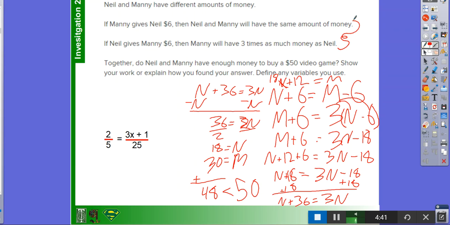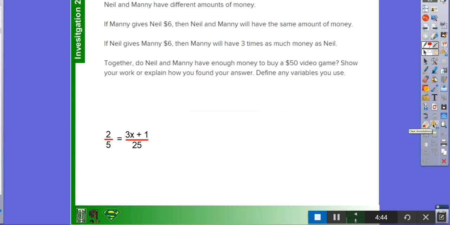Now, the last problem, we have two ratios that are equal to each other. What do we call two ratios that are equal to each other? Campbell? A proportion. Now, there are several ways we can solve a proportion. Does anyone remember one of the three ways? Violet? My personal favorite, cross multiplication.